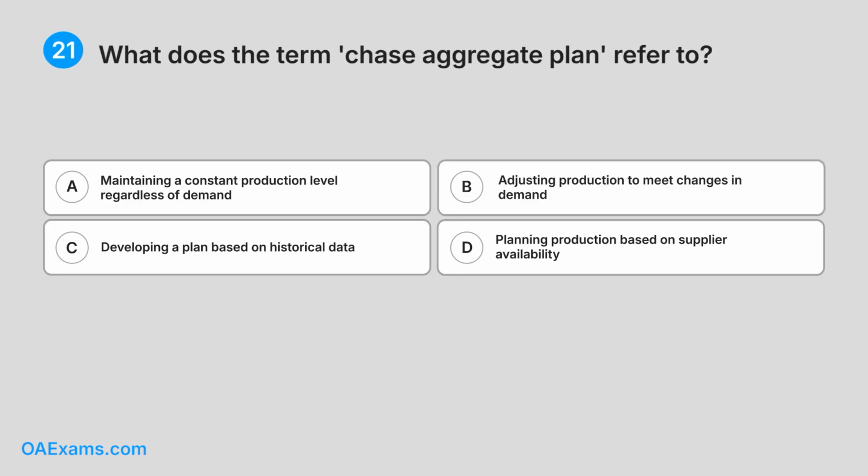21. What does the term chase aggregate plan refer to? A. Maintaining a constant production level regardless of demand. B. Adjusting production to meet changes in demand. C. Developing a plan based on historical data. D. Planning production based on supplier availability. Do you know the answer?